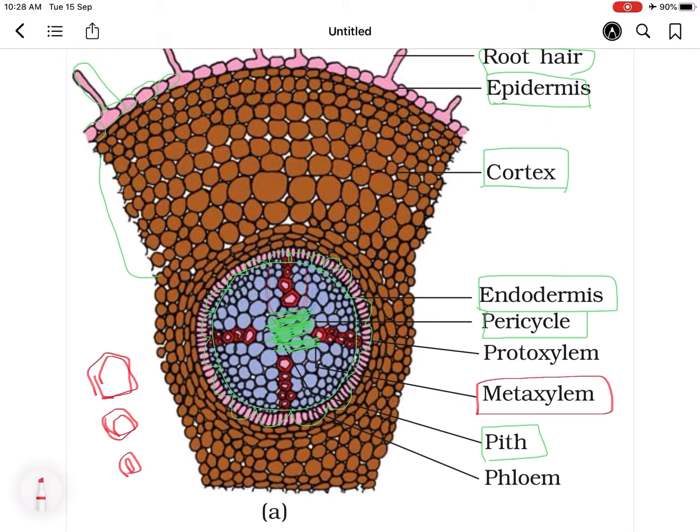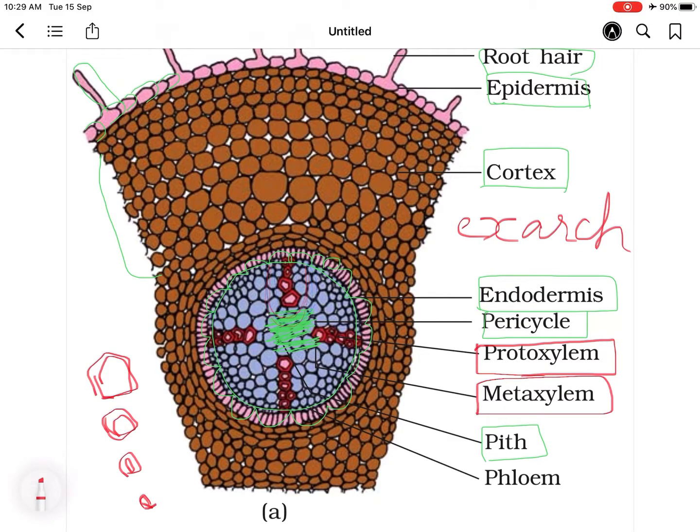So in this way they are arranged, and they are 4 in number, right? So this is the arrangement of xylem. Metaxylem towards the center and protoxylem towards the periphery. That means it is which type of arrangement? Yes, you are correct. It is exarch. We have learned it earlier.